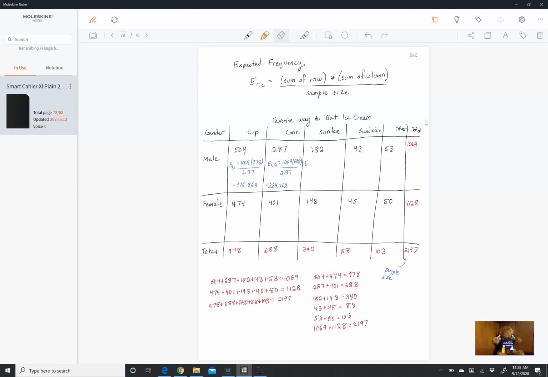This one is the expected value for row 1, column 3. Notice the sum of the row here for all of these is 1069 because it's all the same row. And the column is that number at the bottom, which is 340. That's this number right here, 340. And we're always dividing by the same thing. Sample size is 2197. And this gives us 165.435.